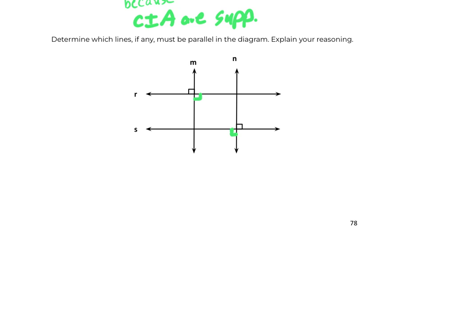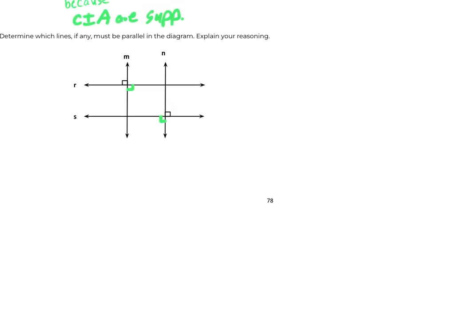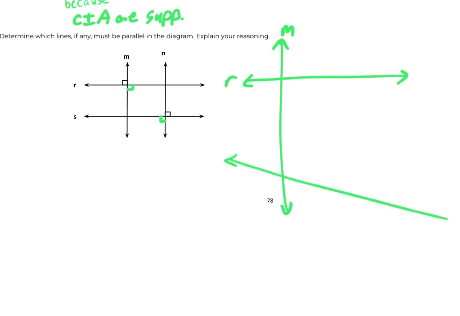We can do a similar thing to what we did on the previous one. Okay. What if I drew this picture? Here's R. Here's M. Okay. And then here's S. And here's N.